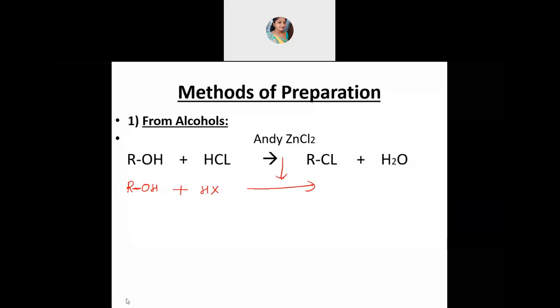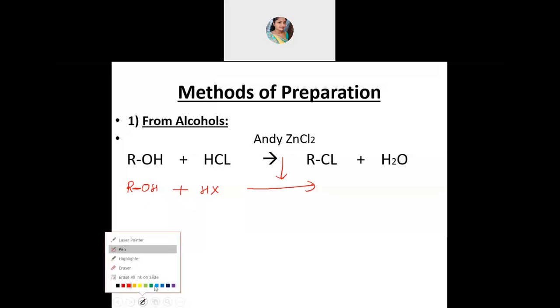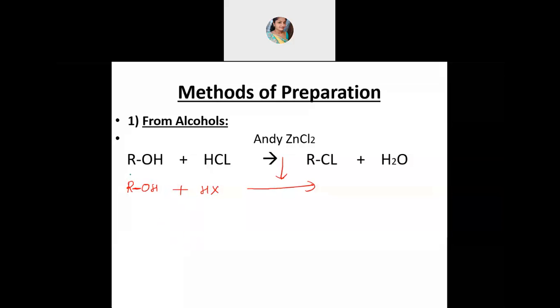I've told you, if you do the charge separation here, things become easier. Here R carries a partial positive charge, and oxygen carries a partial negative charge. Hydrogen carries a partial positive charge, and the halide carries a partial negative charge. So H and OH will go out, water will go out, and what remains is R and X. So RX, that is alkyl halide, will be formed, along with water as a byproduct.